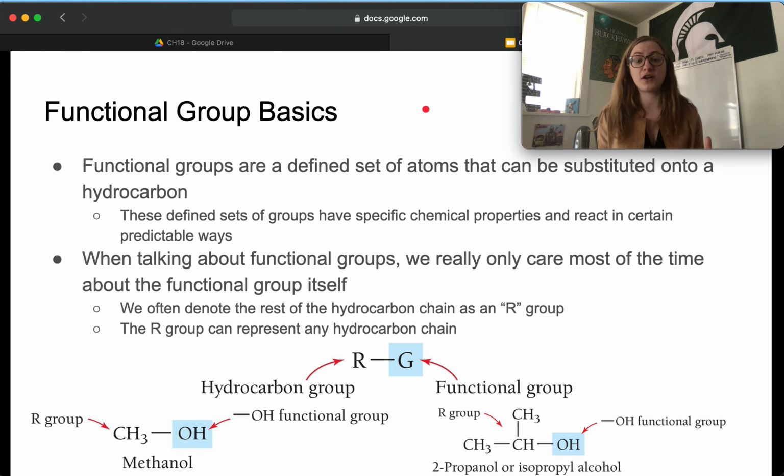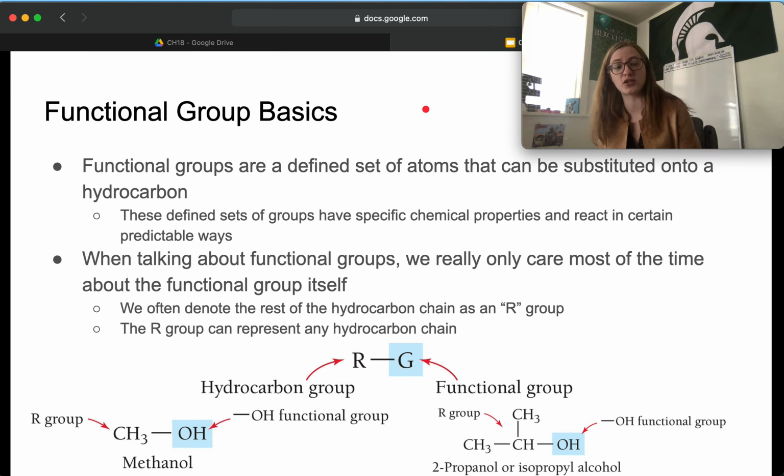So what is a functional group? Well, a functional group is a defined set of atoms that can be substituted onto a hydrocarbon. So like a group of atoms that have specific chemical properties that react in specific ways that are very predictable. And so we call those functional groups.